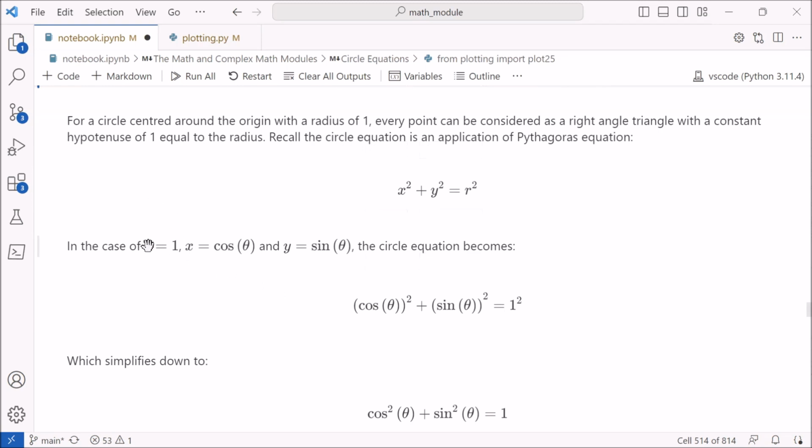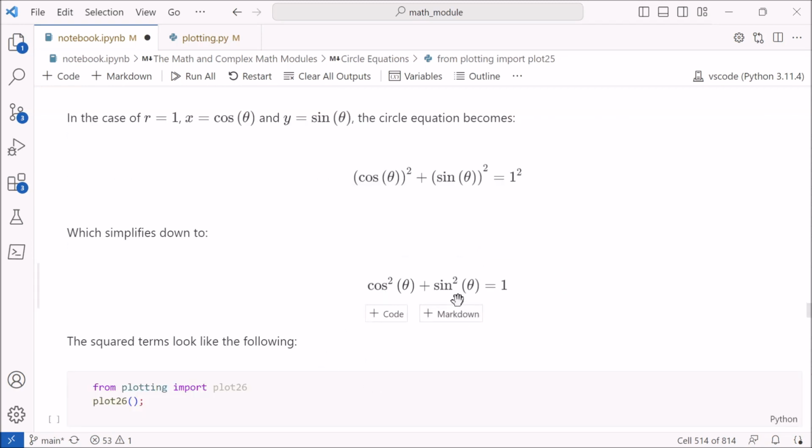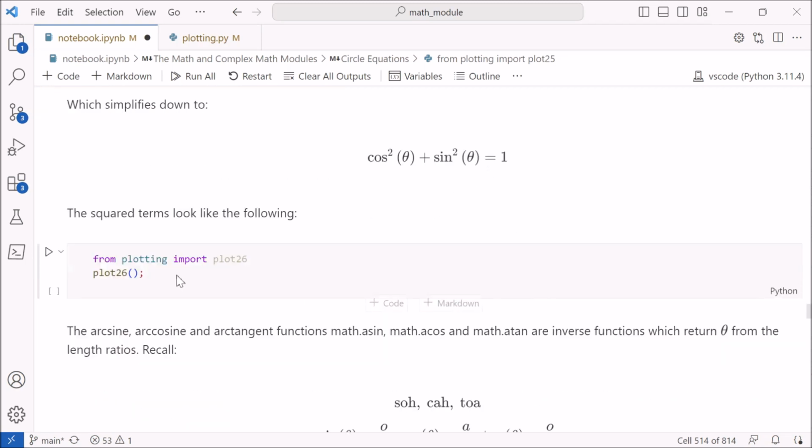And in the case of a unit circle, r is equal to 1, x is equal to cos theta, and y equals sine theta. So what this means is you've got this identity, cos squared theta plus sine squared theta equals 1 squared. So this is cos squared theta plus sine squared theta equals 1.